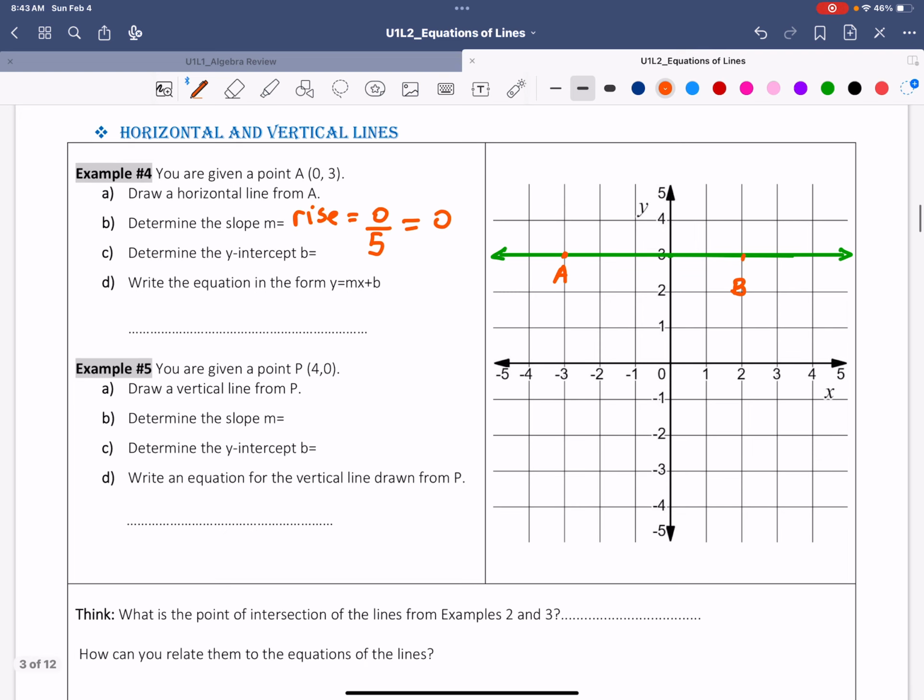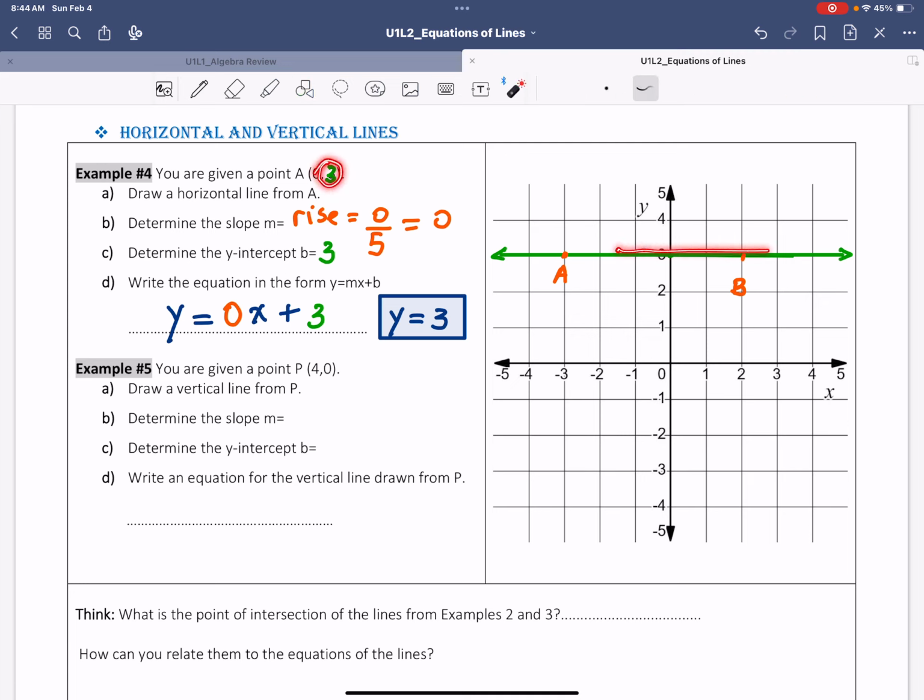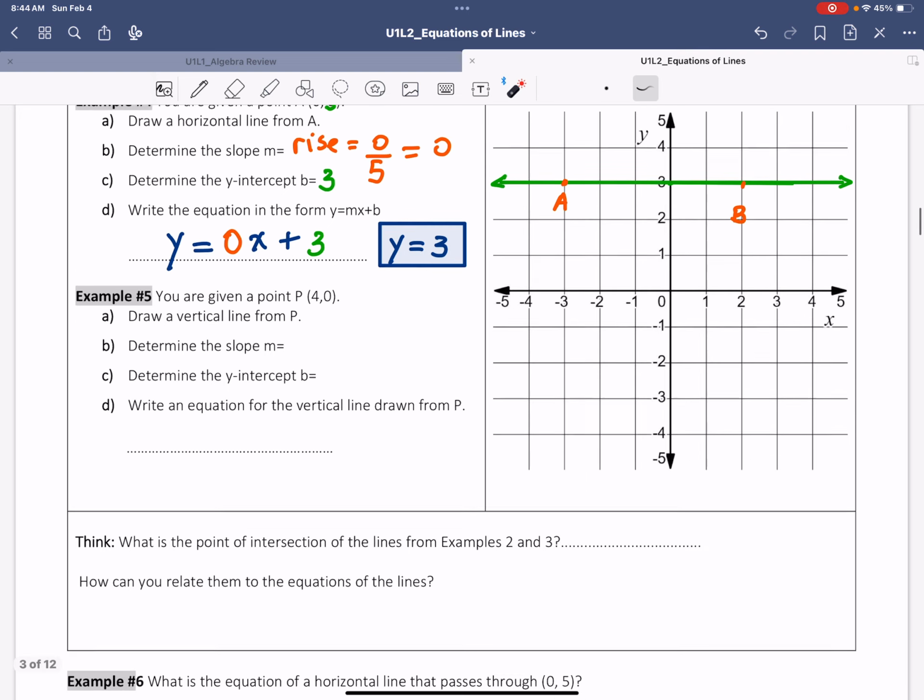The y-intercept is exactly equal to 3, the same as the point that we're given. Now, if you want to write the equation in slope y-intercept form, y equals mx plus b, we're writing it as y equals, the slope is 0, times x plus 3. 0 times any number would give 0, so that means the equation of this line will be y equals 3. And the equations of all horizontal lines are in the form y equals a number. And that number will be the y-coordinate of any point on the line, because it remains the same throughout the line.